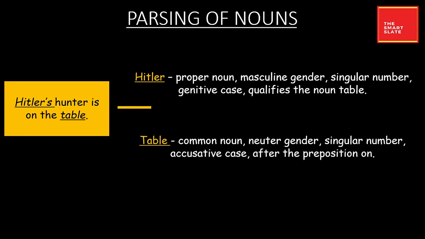Table is your common noun, neuter gender. We do not have any gender for table. Singular in number, accusative case because it is the object of a sentence and it is used after the preposition on. So parsing of nouns is quite easy. You can do it on your own.